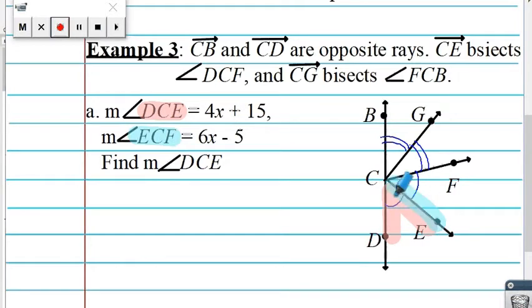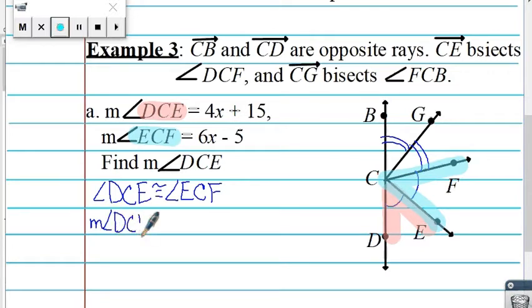Now, based on our diagram, because CE bisects angle DCF, we know that those two angles are congruent. So we can start with that. We can say angle DCE is congruent to angle ECF. Now, because those angles are congruent, that allows us to say that their measures are equal. So the measure of angle DCE equals the measure of angle ECF.